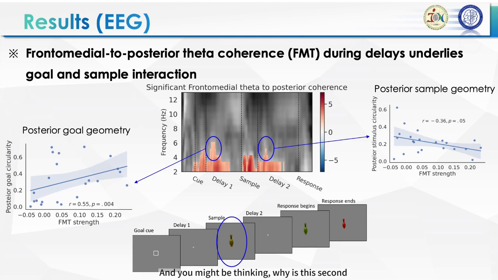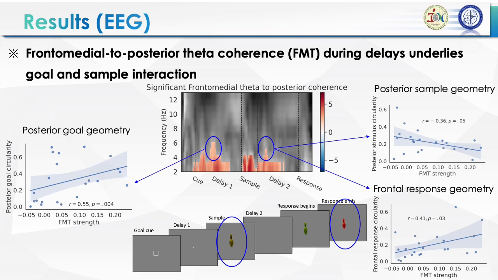And you might be thinking, why is this second relationship negative? We think it's because the sample information needed to be transformed into a response representation in preparation for the response period. So we did a correlation with the response representation, and here it actually shows a positive relationship with that. So the relationship between the sample and the response is kind of like an ebb and flow kind of dynamic.